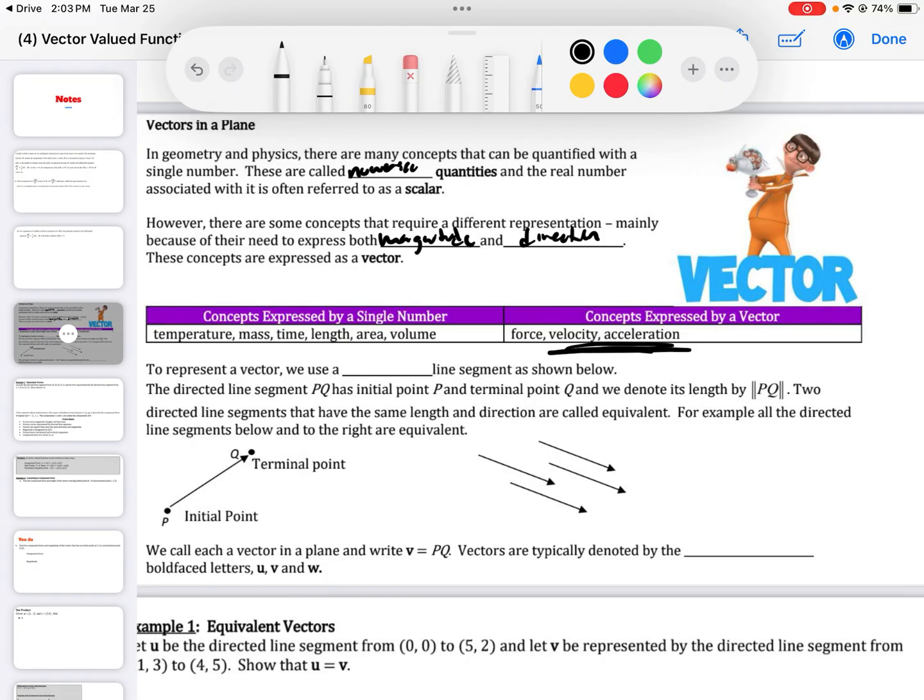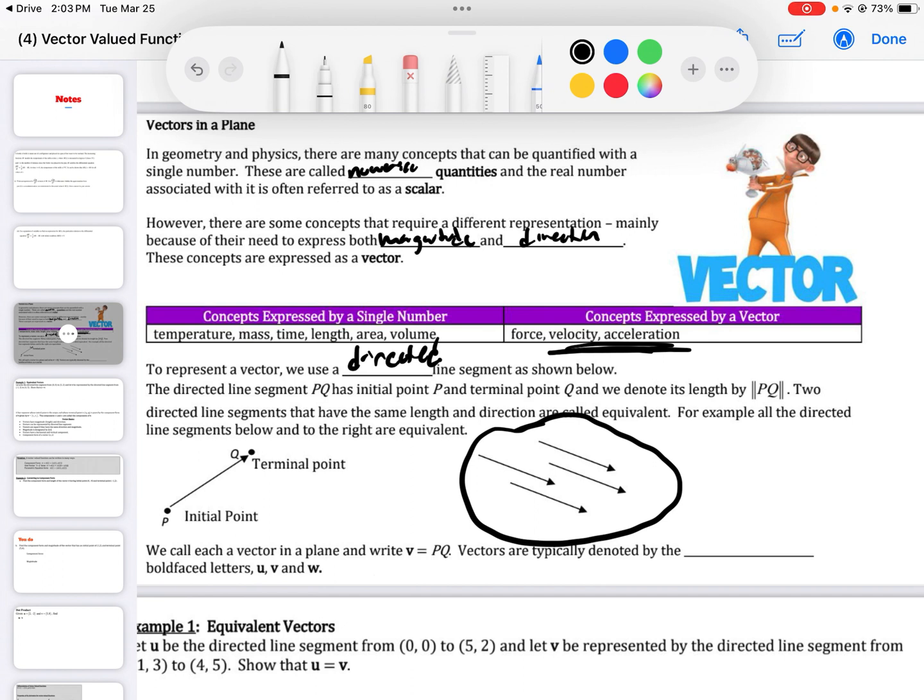To represent a vector, we use a directed line segment as shown below. The directed line segment PQ has initial point P and terminal point Q, and we note the length, the magnitude, by those two bars around PQ. That's the magnitude. Two directed line segments that have the same length and same direction are called equivalent. For example, all these vectors are equivalent.